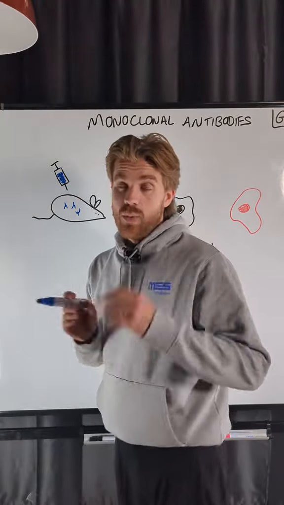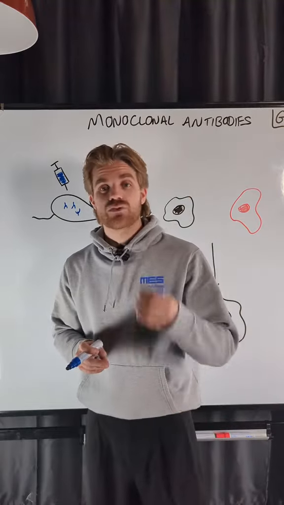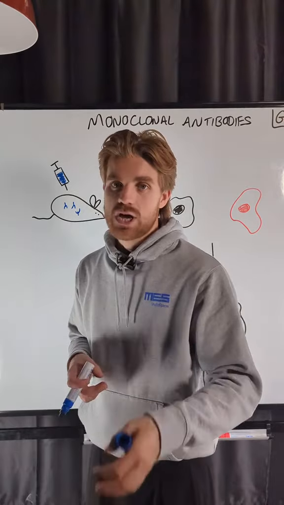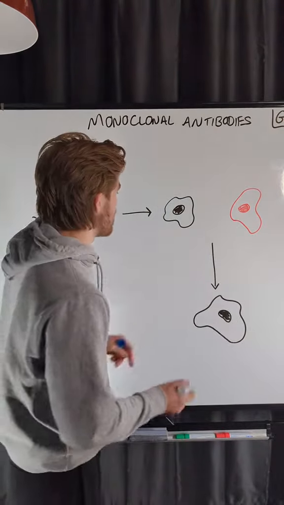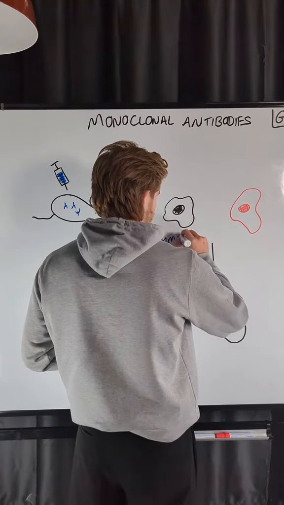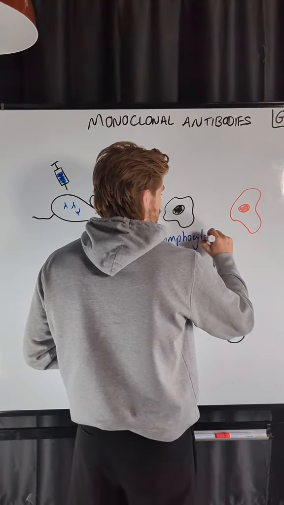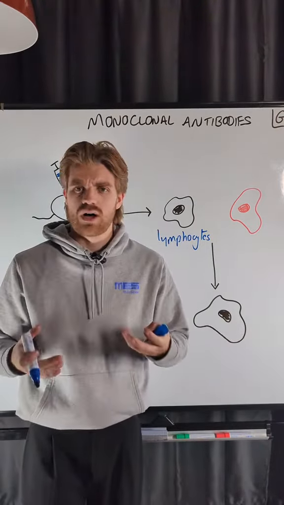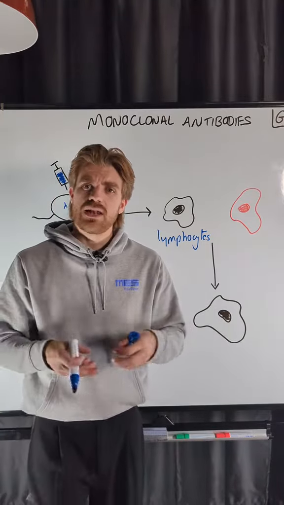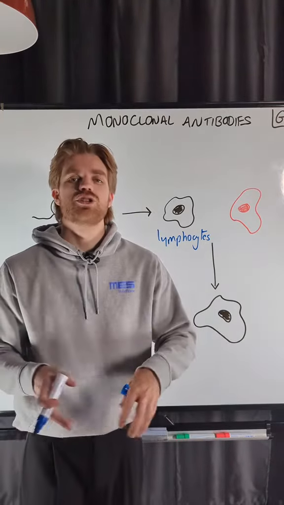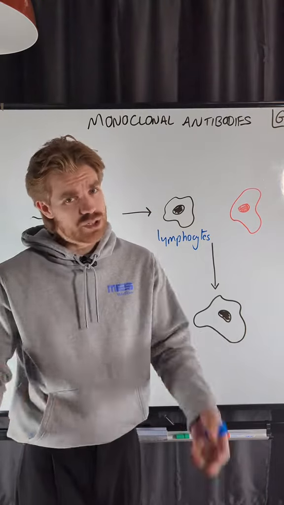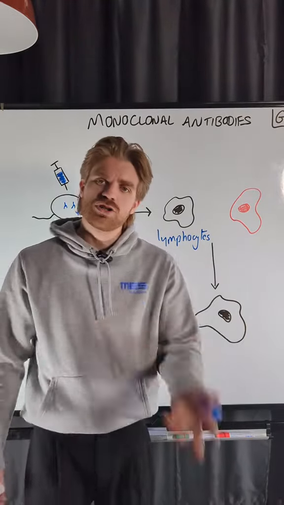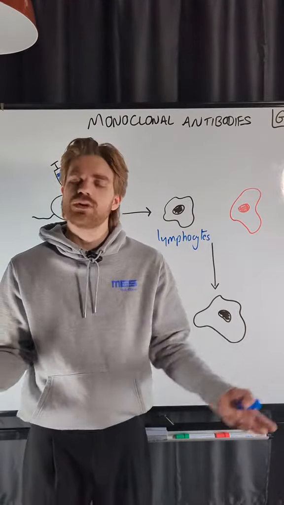What we're then going to do is we're going to take the cells from that mouse that are producing the antibodies. Those are the white blood cells. We're going to take those white blood cells, those lymphocytes, and the problem with the lymphocytes is they are only going to produce the antibodies whilst they function. The lymphocytes aren't going to divide and produce more cells, so they can only produce so many antibodies. What if we had a cell that would divide uncontrollably and just keep continuing to divide?